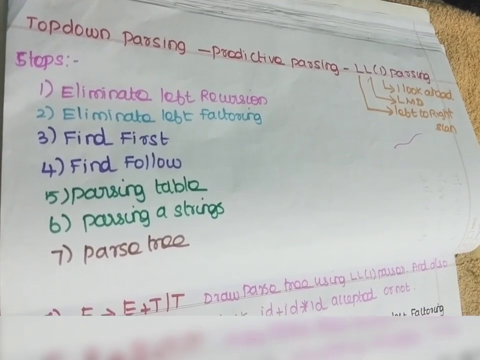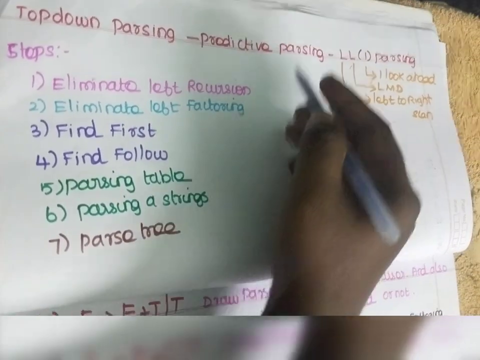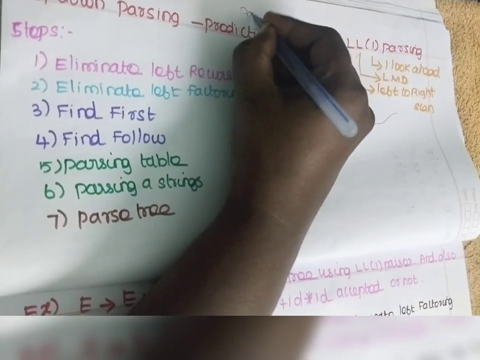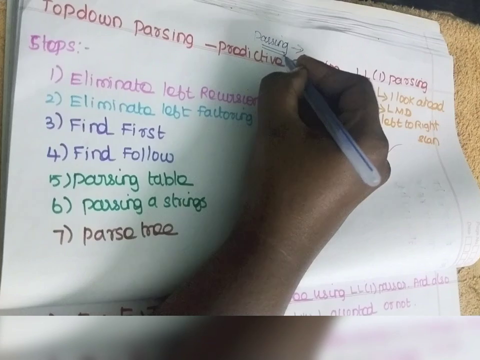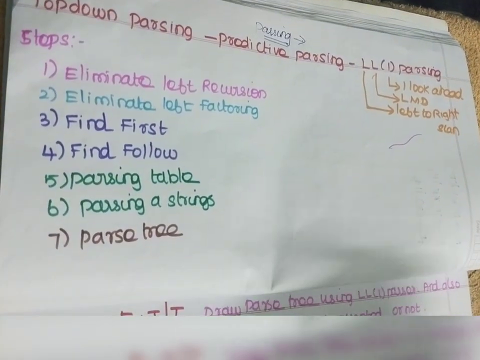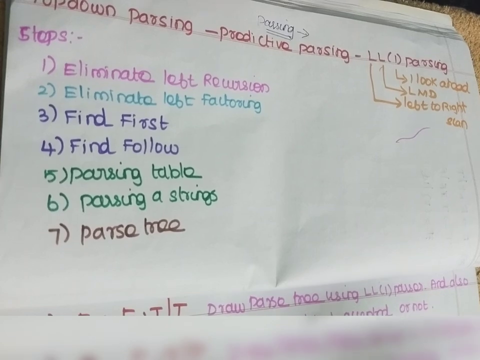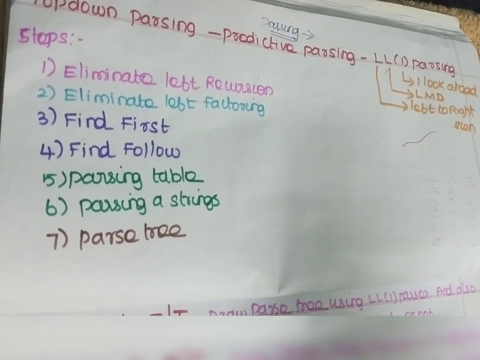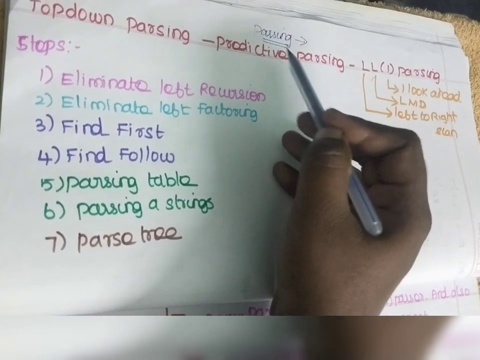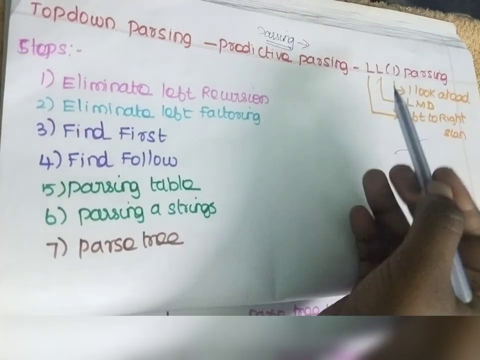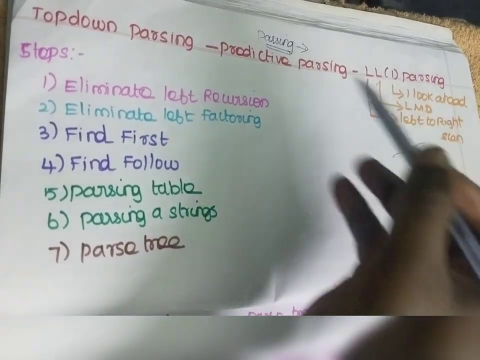Hello students, today I will explain top-down parsing, and you may all know what parsing is. Parsing is nothing but drawing the parse tree from the production. They give some production rules, and you have to draw the parse tree for those rules. Parsing is divided into two types: top-down parsing and bottom-up parsing. Bottom-up parsing we will see in the next video.